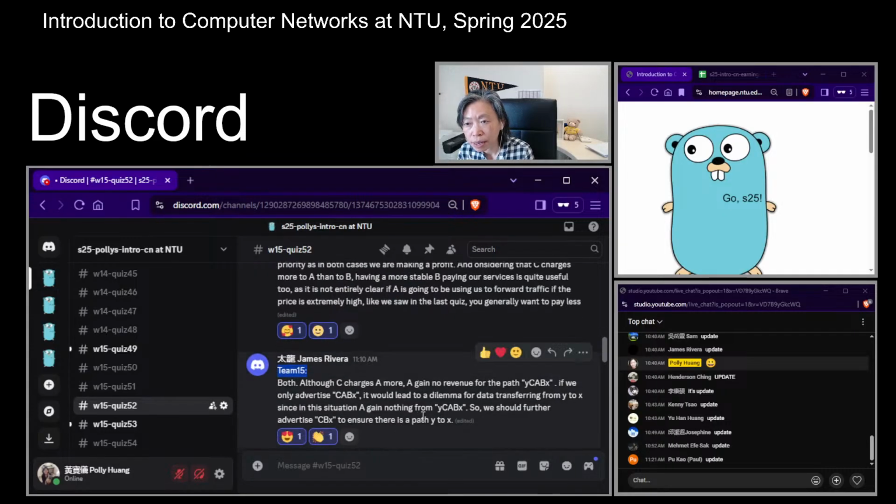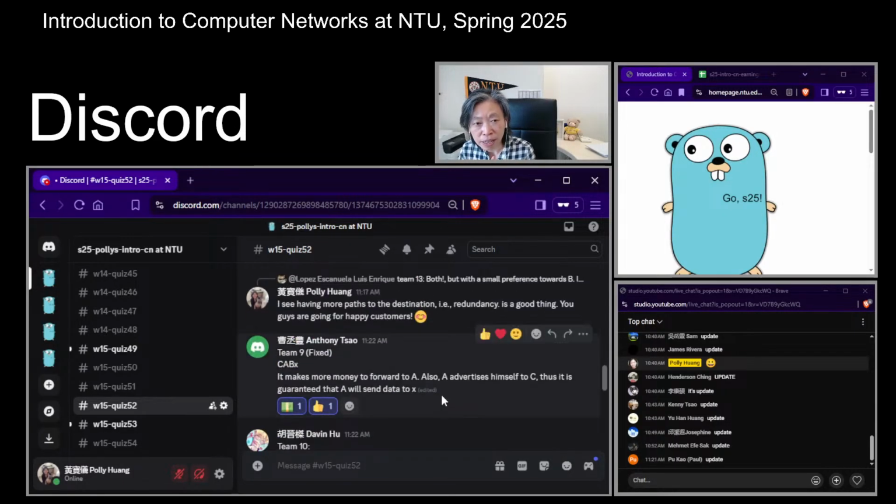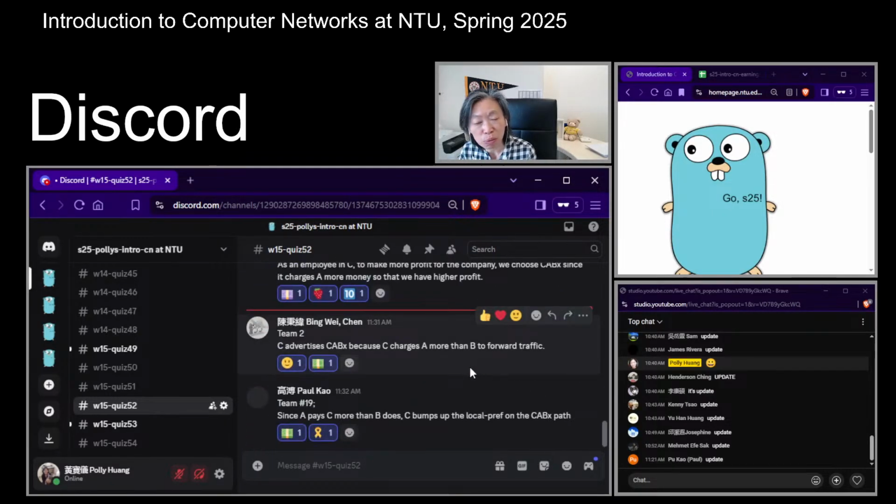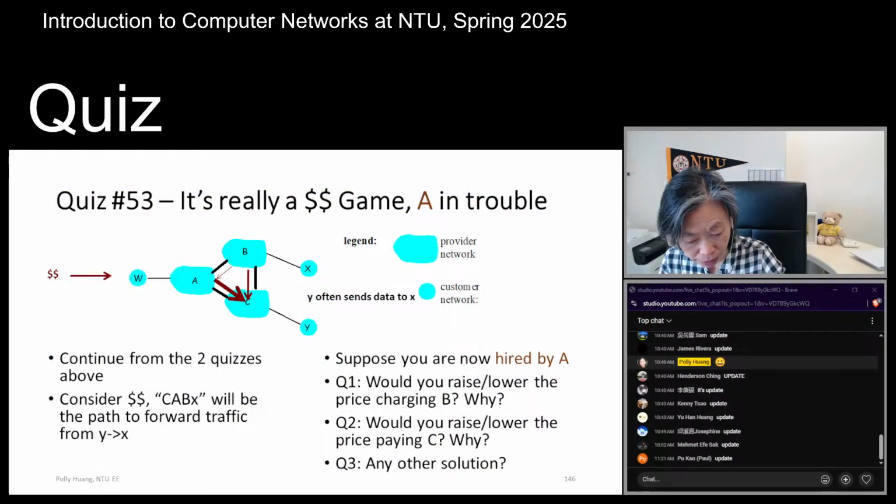Team 13 and 15 here are saying both, because they felt that redundancy helps. So for these two teams, the answer is perfectly fine. You probably don't mind advertising both because you're making a profit from both A and B anyway. And providing two paths adds extra user experience. All right, good.